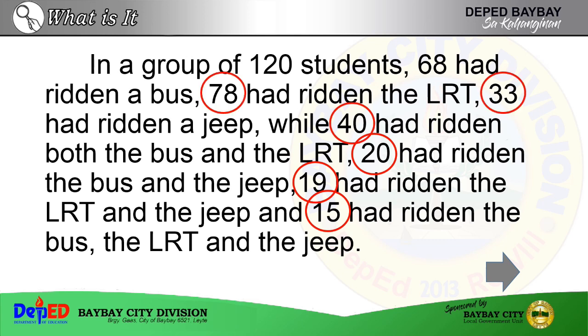Let's try this one. In a group of 120 students, 68 had ridden a bus, 78 had ridden the LRT, 33 had ridden a jeep, while 40 had ridden both the bus and the LRT. 20 had ridden the bus and the jeep, 19 had ridden the LRT and the jeep, and 15 had ridden the bus, the LRT, and the jeep.